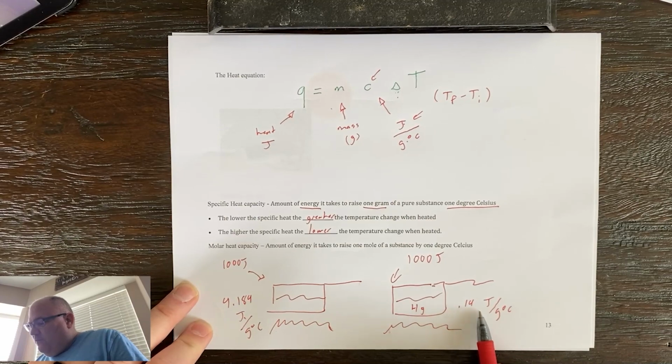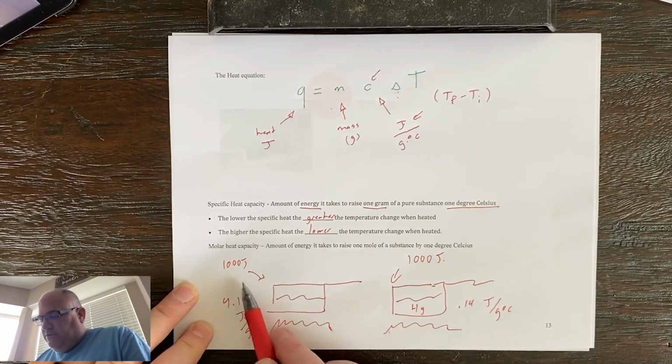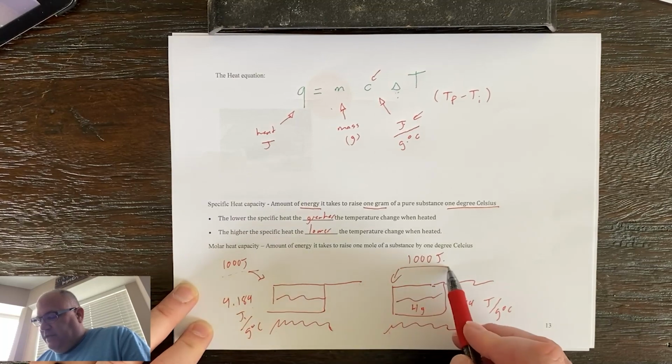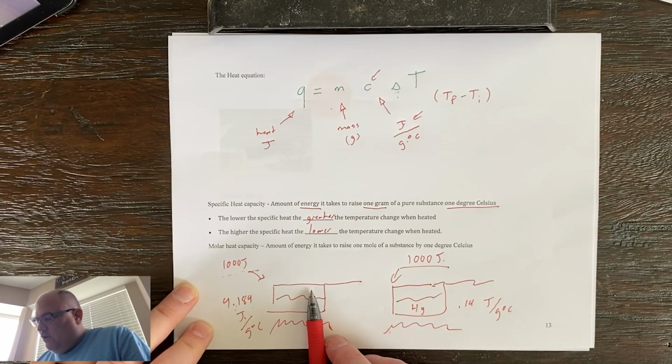Here, for every 0.14 joules, I raise the mercury 1 gram per degree Celsius. Here, for every 4.84 joules, I raise it 1 gram. So would you agree that if I put the same amount of energy into both of these, the one with the higher specific heat is going to raise its temperature a lot lower than this would?